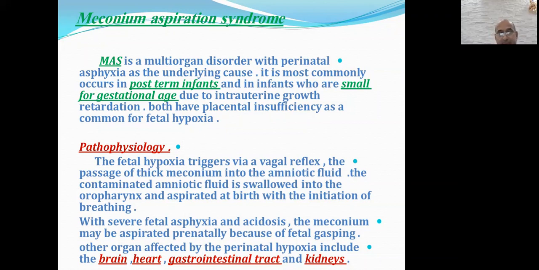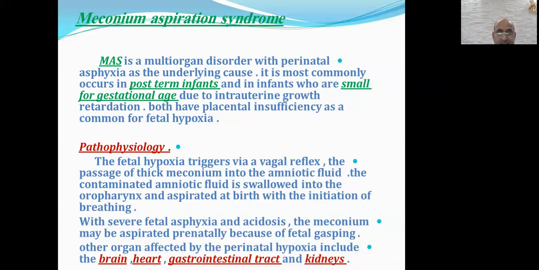In the pathophysiology of this problem, the fetal hypoxia triggers a vagal reflex. This results in passage of thick meconium to the amniotic fluid. And as you know, the amniotic fluid should be kept clear and sterile. In this abnormality, passage of meconium makes the amniotic fluid not clear or sterile. So the contaminated amniotic fluid is swallowed into the oropharynx and aspirated at birth with the initiation of breathing. So keep in mind the problem starts at the time of initiation of breathing.